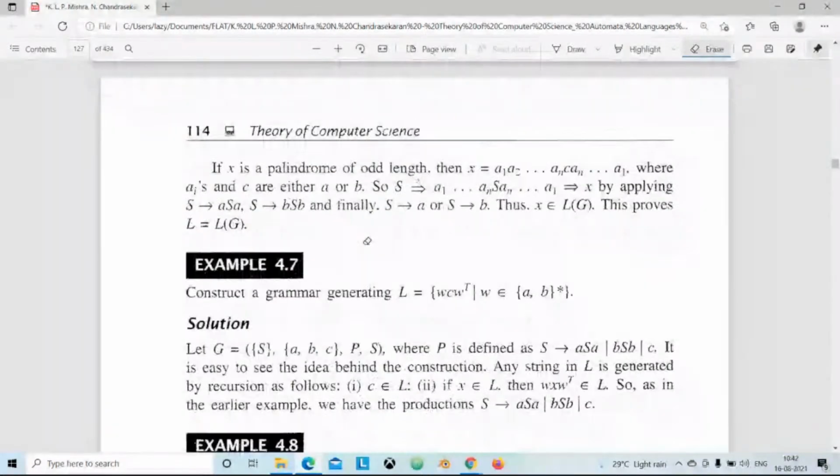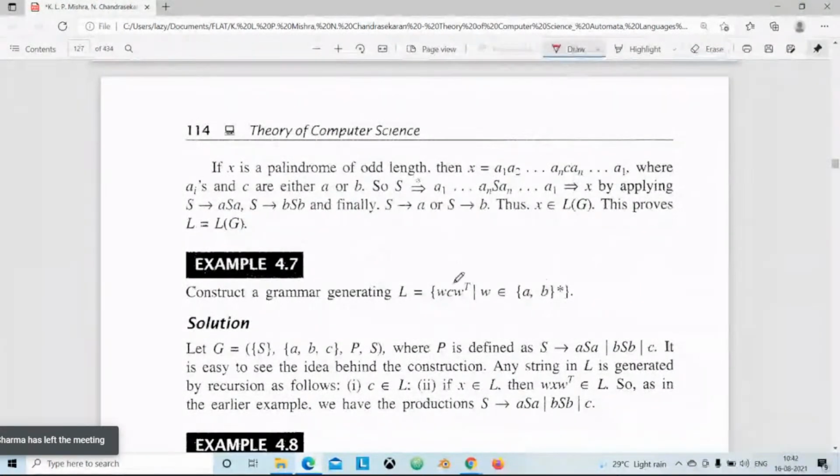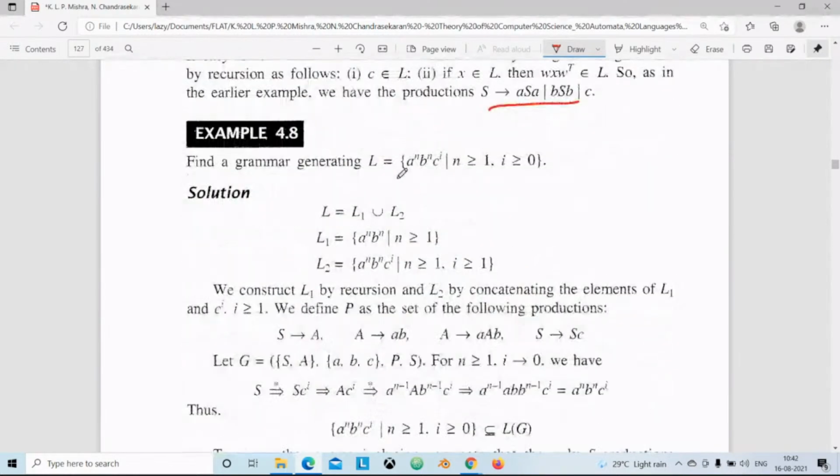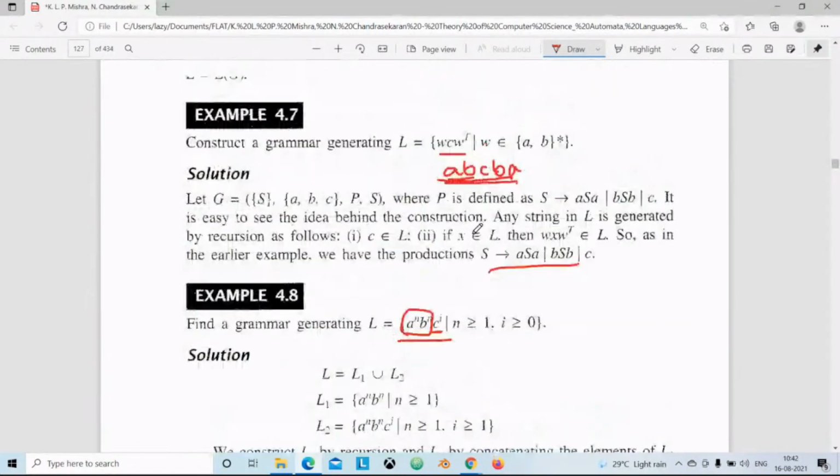Here a very good question has been given: W W transpose over {a, b}. So your W can be replaced by any combination of a and b. If you take a simple example, a b, then W transpose will be b a. So such a string will be included in the language. a b and b a, this is the reverse, basically the transpose over here, and we are considering this string. Try to model a to the power n, b to the power n, c to the power i. This you have already seen how to model, but how to include this? Try it without seeing the production. That is the only way.